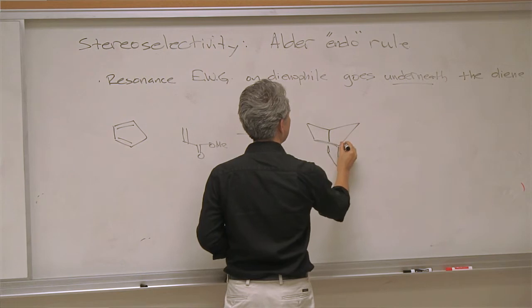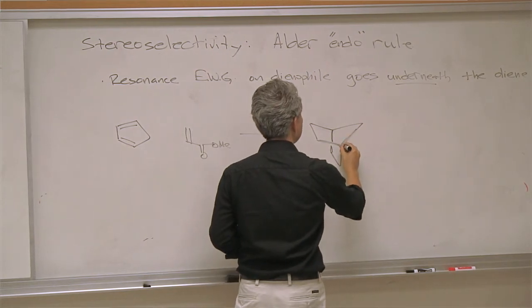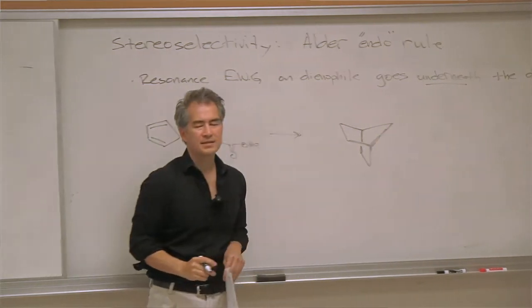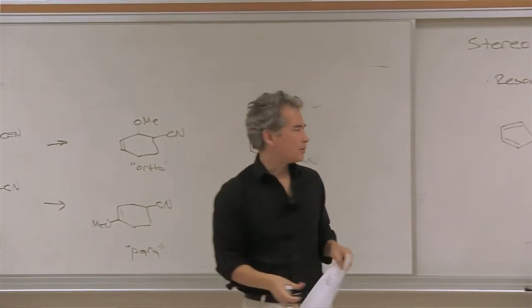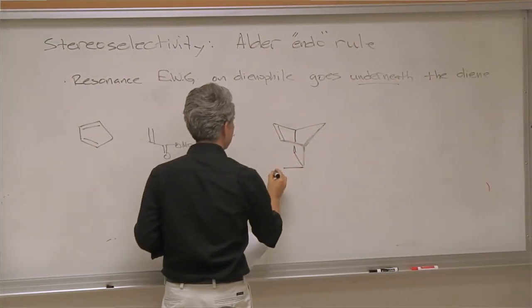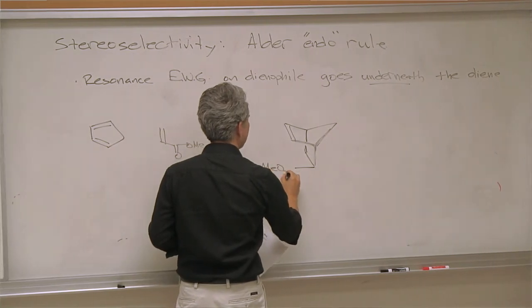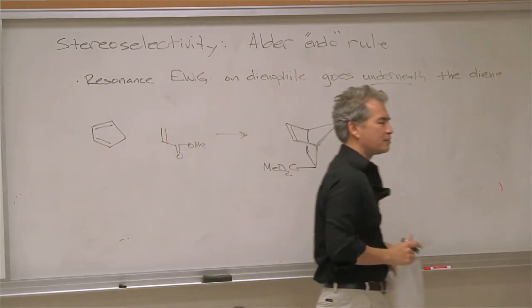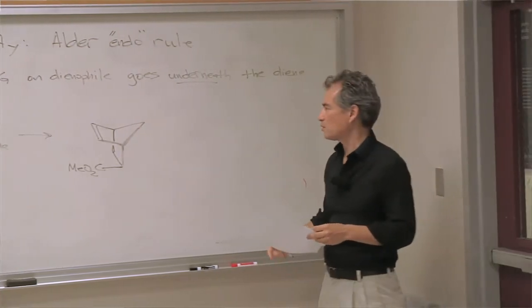And here's the bond that's closer to us. So this is the ring system you get. You get a norbornyl ring system out of this Diels-Alder reaction. And there's two different stereoisomers that you get out of this. In one of the stereoisomers, the ester group is oriented underneath the norbornyl ring.